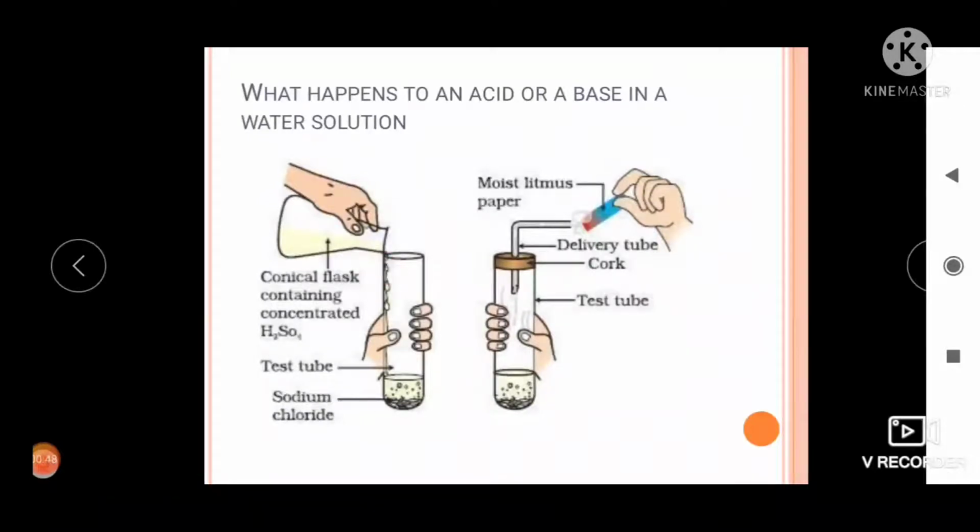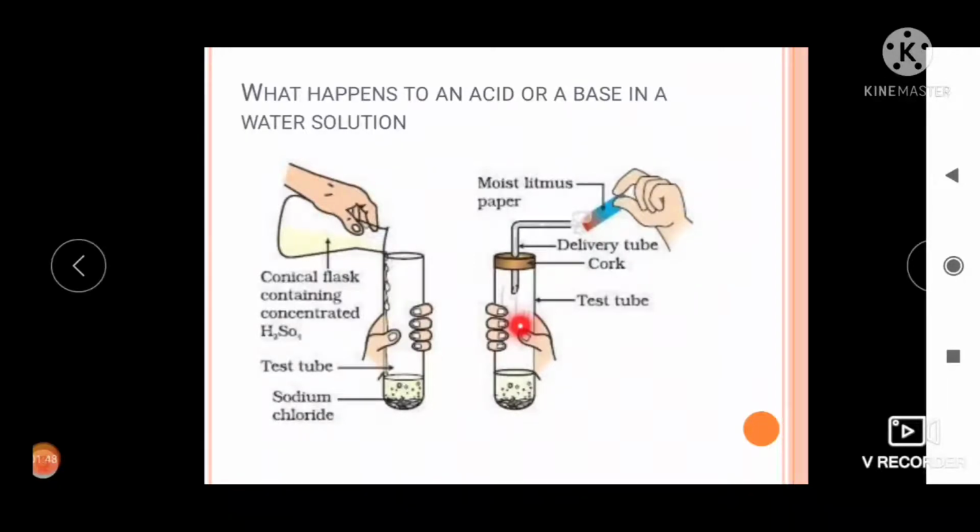For that, take a dry and clean boiling tube. Then add about 1 gram of sodium chloride, NaCl. After that, add concentrated sulphuric acid to it very carefully. Then fit a rubber cork with a glass delivery tube in the mouth of the boiling tube as shown in this figure. Concentrated sulphuric acid reacts with the sodium chloride to form hydrogen chloride gas. The hydrogen chloride gas starts coming out of the open end of the glass tube.